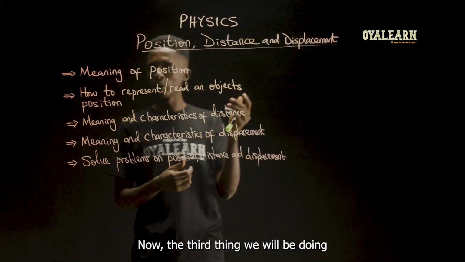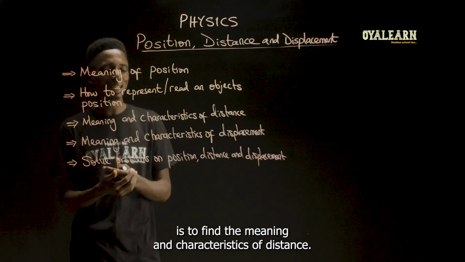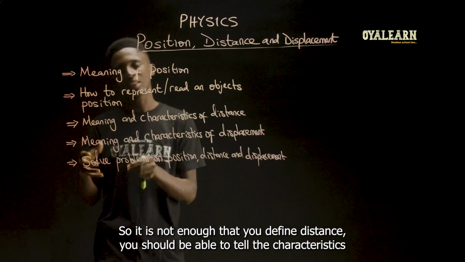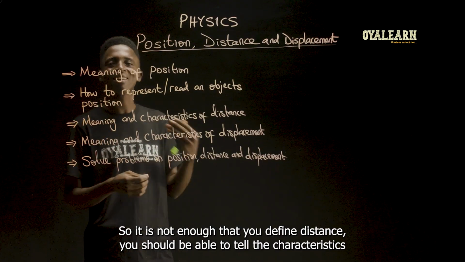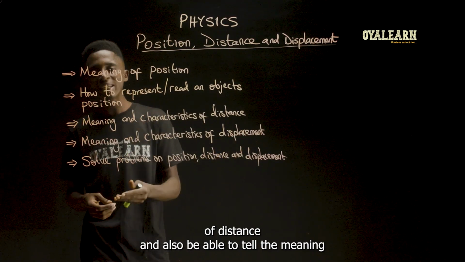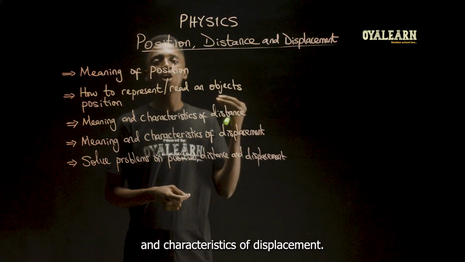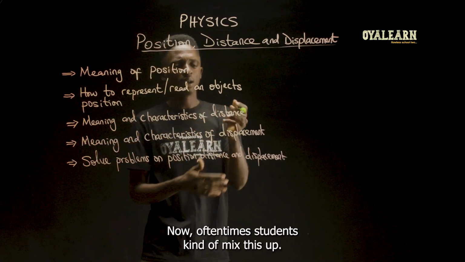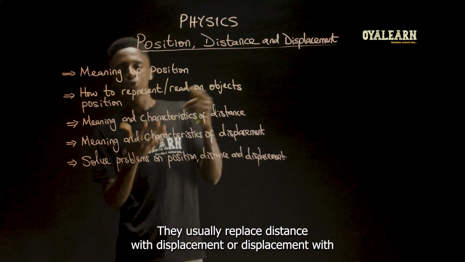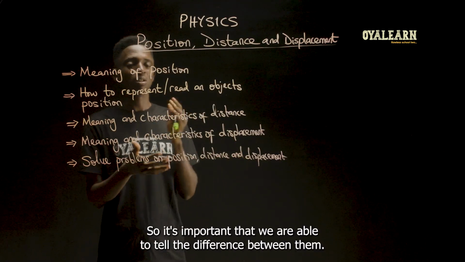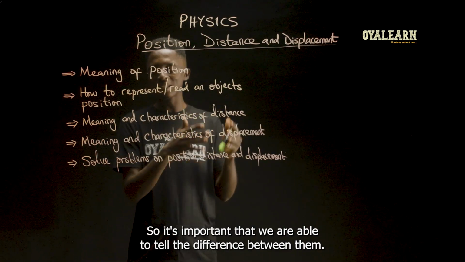Now, the third thing we'll be doing is to find the meaning and characteristics of distance. It's not enough that you define distance, you should be able to tell the characteristics of distance and also be able to tell the meaning and characteristics of displacement. Now, oftentimes students mix this up. They usually replace distance with displacement or displacement with distance. So it's important that we're able to tell the difference between them.